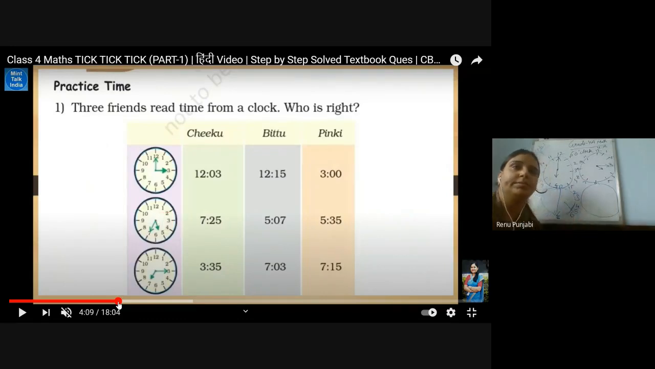Open, everyone. There are 3 friends. Read the time for a clock. Children, in this they have not used properly the hands, but I tell you the short hand is on 3 and the long hand is on 12. So what time is it showing? Ma'am, 3 o'clock. 3 o'clock. So tick the 3 o'clock time.